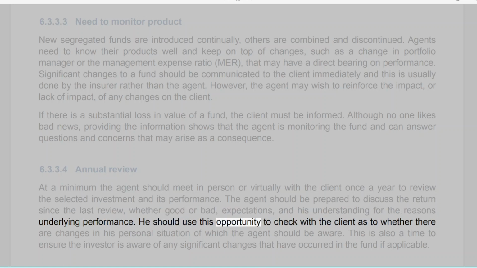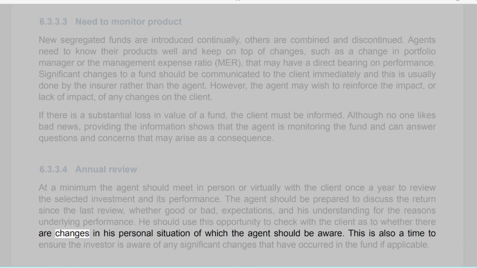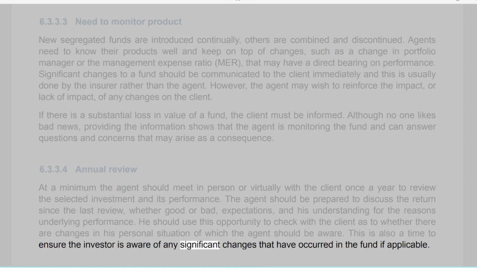He should use this opportunity to check with the client as to whether there are changes in his personal situation of which the agent should be aware. This is also a time to ensure the investor is aware of any significant changes that have occurred in the fund if applicable.